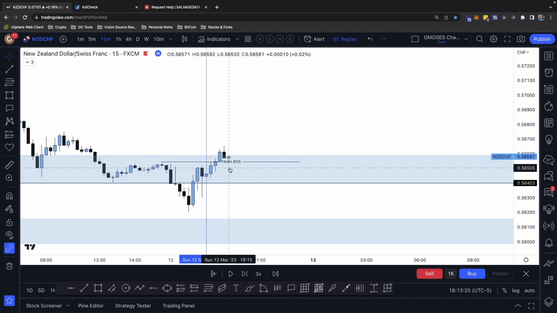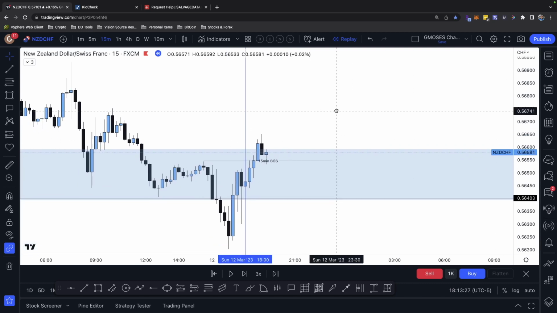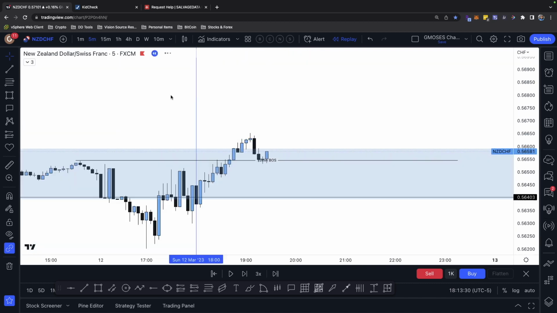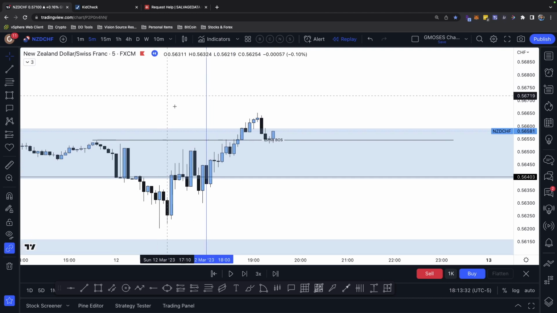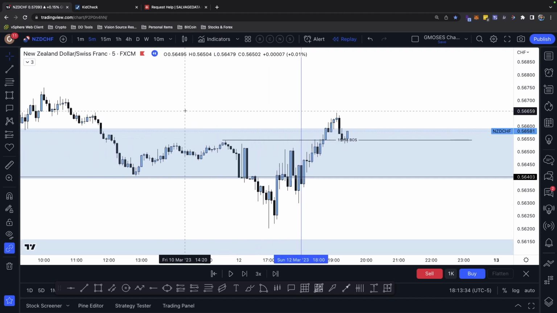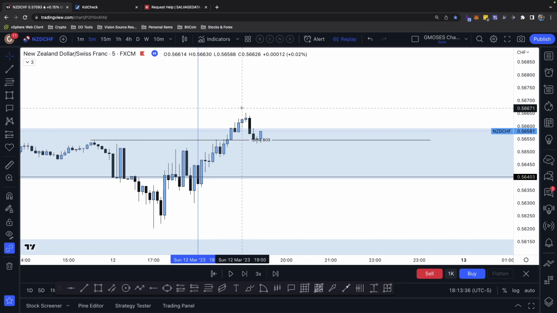Okay, so we had a break of structure on the 15 minute time frame. All right, so now for me, I'll break it down to the 5 minute to see if there's anything in this leg of structure that I can possibly look at to actually catch the bounce and push price up.